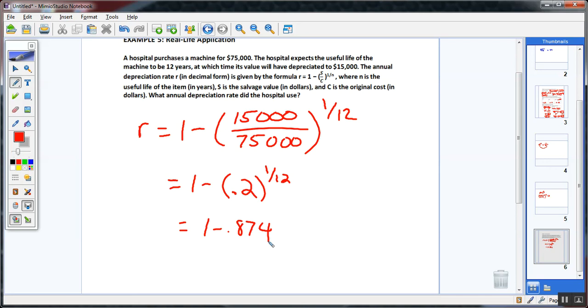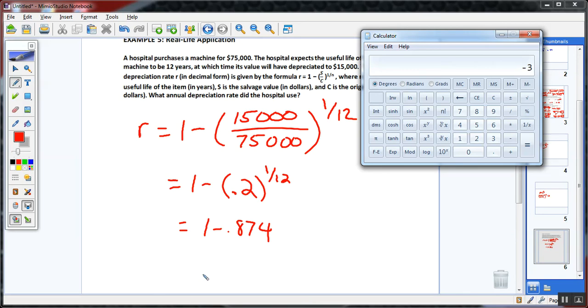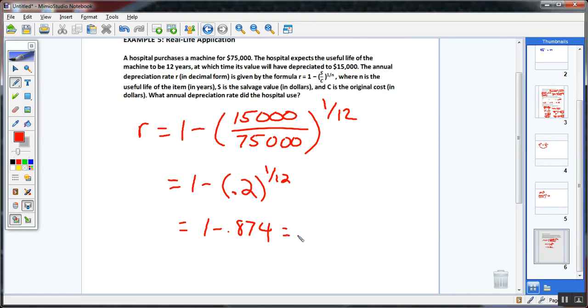Okay. So if I go now 1 minus 0.874, this is what I get. I get 0.126. Okay? So what this means, kids, is the following. It says, what annual depreciation rate did the hospital use? Okay? Annual meaning every what? Every year. So we would say that, what would 0.126 look like as a percent?